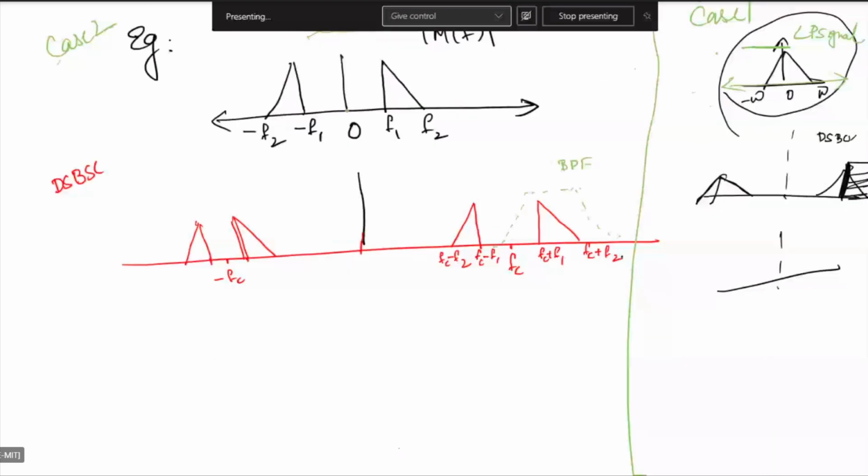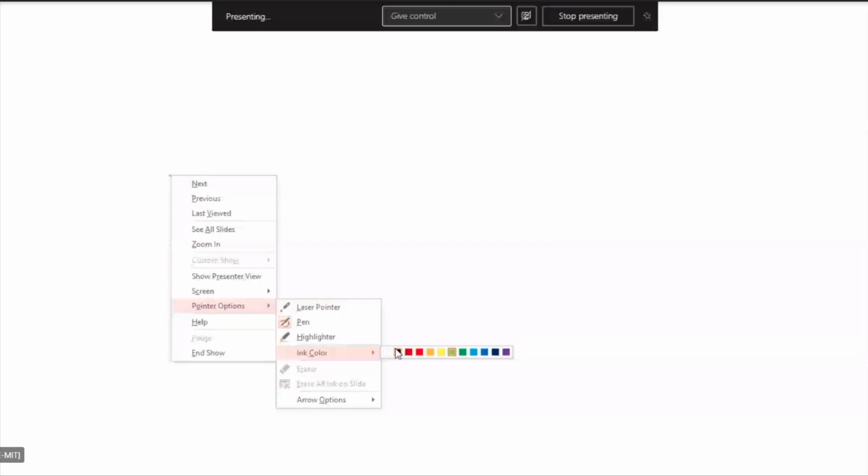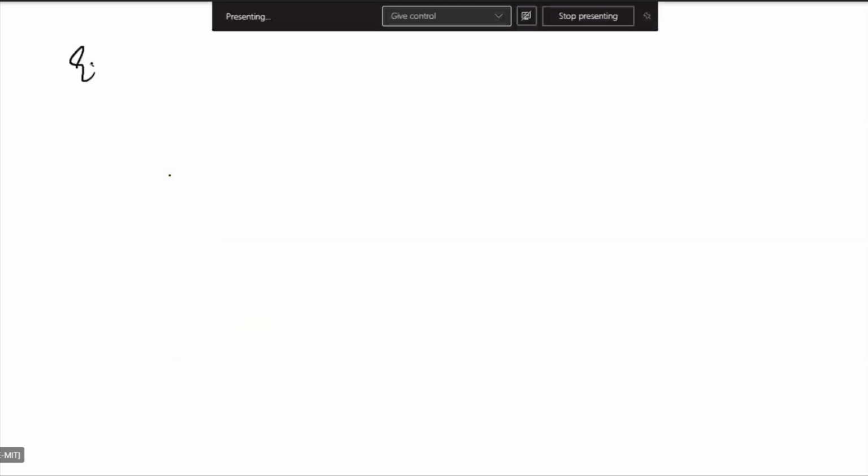Frequency discrimination method. Let me just explain. I'm explaining the thing again. Okay, this is an extra slide. Frequency discrimination method.